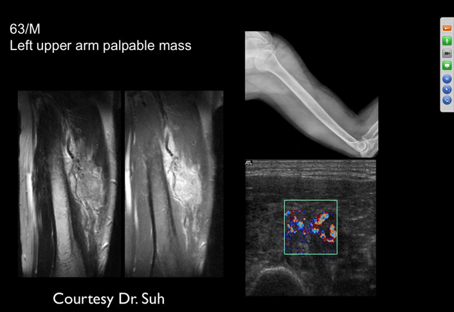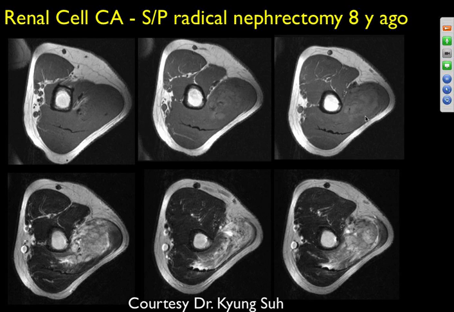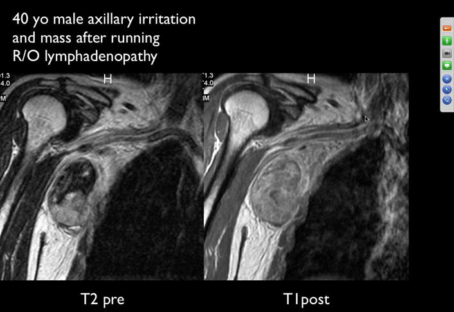63-year-old male, left upper arm palpable mass. It's an ill-defined mass along some vessels of the upper arm, showing some vascularity on the ultrasound, and also on the MR, showing some low T1, high T2 signal. So this could be lymphoma or something else. Yeah, a little bit of history was left out here. You can also have metastatic disease, which is what that was.